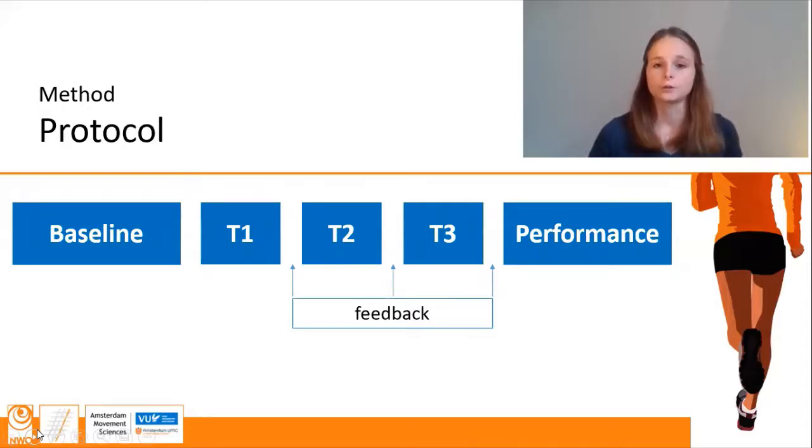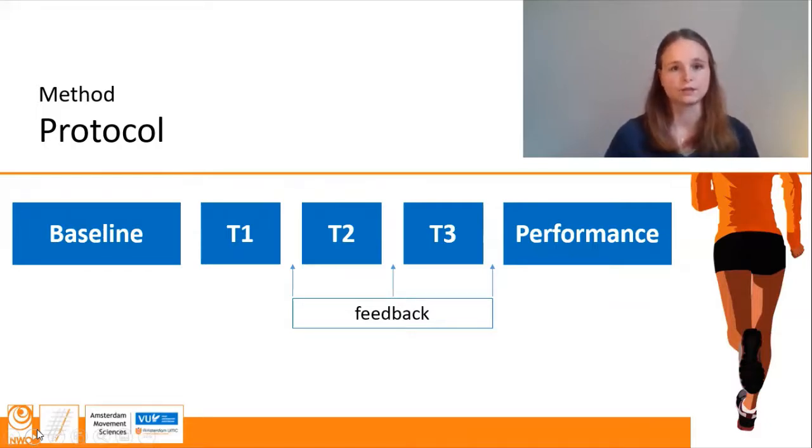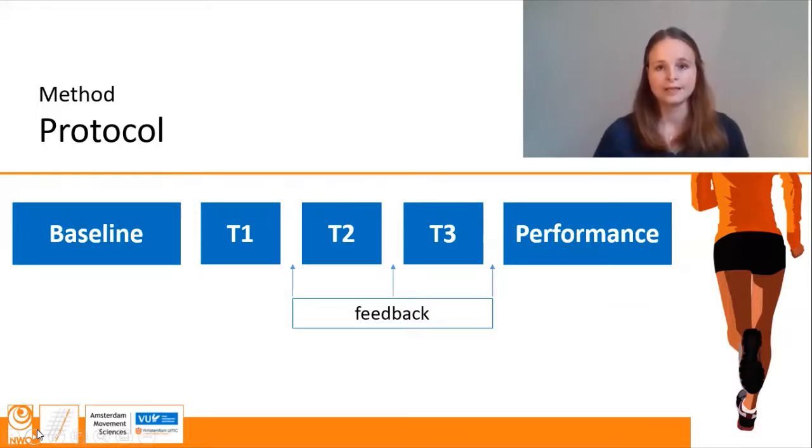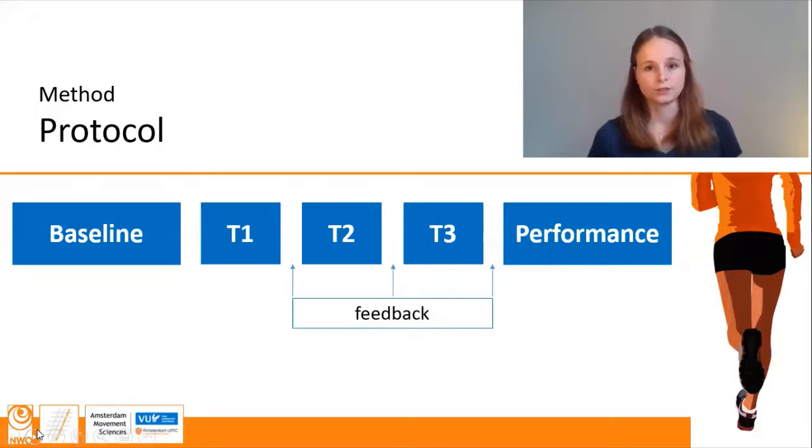A training block started with a baseline measurement in which no instruction was given and they were told to run normally. Then there were 3 training trials in which they tried to follow the instruction and received feedback on the parameter the instruction was given on, so either flight or stance time, after the trial. And finally, we ended with a performance trial in which participants also tried to follow the instruction.